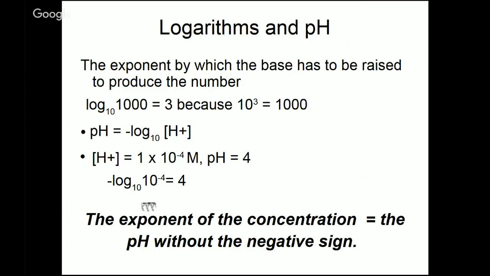All right, now here's the trick with switching between concentration and pH. As it says here, the exponent of the concentration is equal to the pH without the negative sign. So, for example, if you are told that the hydrogen concentration of a solution is 1 times 10 to the negative 4 molar, and you're asked for the pH, all you have to do is take that exponent and ditch the negative sign, and you've got your answer. Since this is 10 to the negative 4, your pH is 4. And it really is that simple. If you're told the pH is 4 and you're asked for the concentration, you just use that 4 as a negative exponent on 10, and you've got your concentration in molarity.